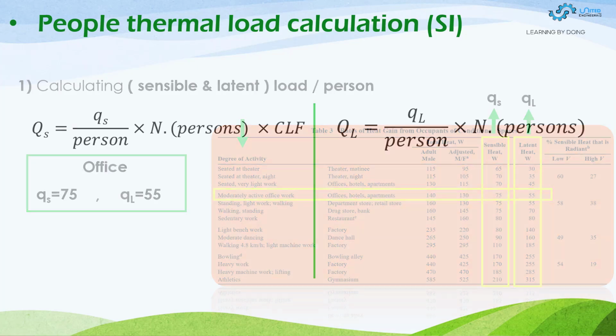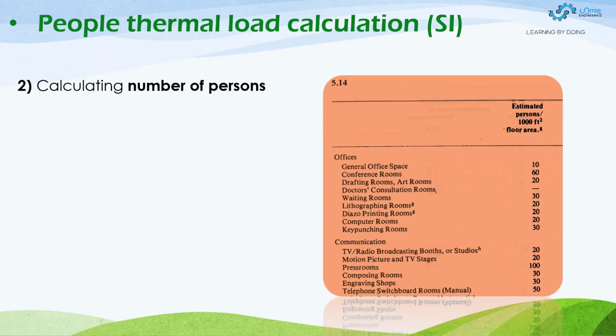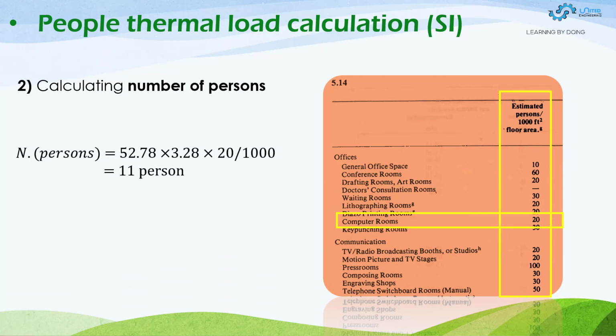Very good. Now the second parameter we calculate is the number of persons in the place. And here we have this standard table that tells us about the estimated number of persons for the different types of loads. Here we are working on an office consisting of some computers. So we suppose that this is a computer room. Then we have the estimated number of persons per each 1000 feet square. So the intersection between this row and this column gives us 20 persons per 1000 feet square.